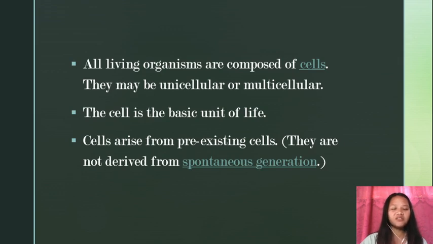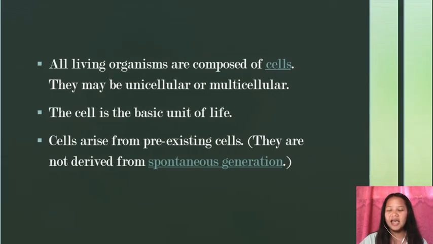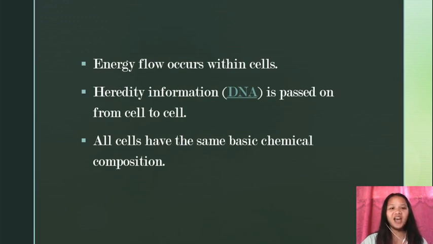Now we have the modern version of cell theory, and this includes the ideas that energy flow occurs within the cells, hereditary information, which is the DNA, is passed on from cell to cell, and that cells have the same basic chemical composition.